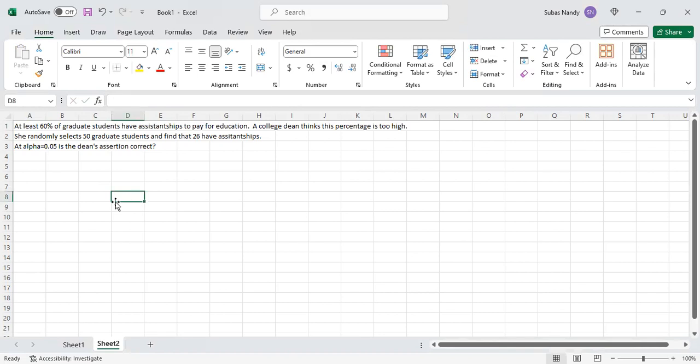At least 60% of graduate students have assistantship to pay for education. A college dean thinks this percentage is too high. She randomly selects 50 graduate students and finds that 26 have assistantship. At alpha equal to 0.05, is the dean's assertion correct?